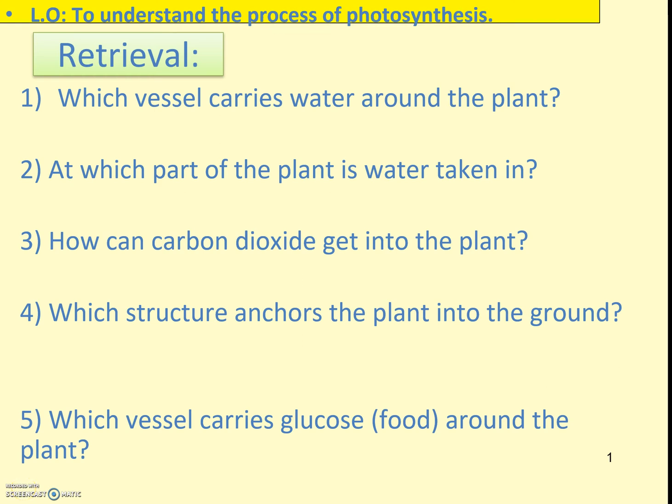In today's lesson, our aim is to understand the process of photosynthesis. I hope that you're in a quiet place away from all distractions and that you're fully equipped to begin the lesson. Our first task is to complete the retrieval practice. Please pause the video and attempt the 5 questions.